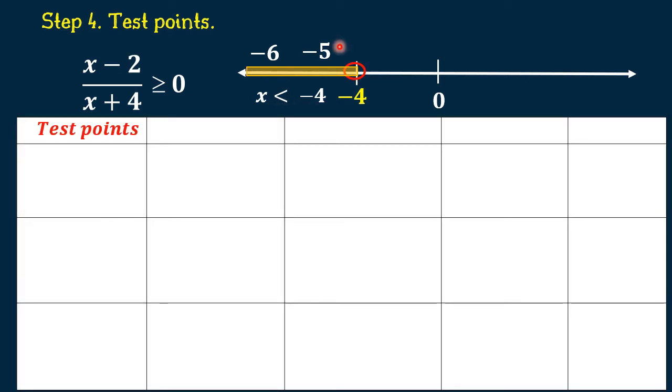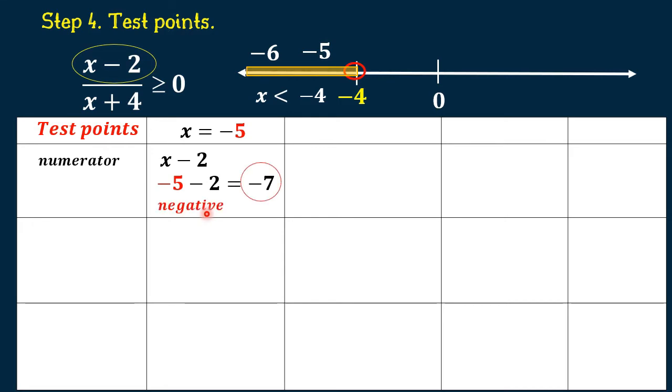So we will make a table and test points. Any point will do, kahit anong points pwede nyong gamitin. You can also use negative 8, negative 10, basta nasa kaliwa ng negative 4, except lang for negative 4, which is not included. So we will use negative 5. Plug in to your numerator x minus 2. That is negative 5 minus 2, which will give you negative 7. So the result is negative. Also do it in your denominator, x plus 4. Negative 5 plus 4 is equal to negative 1.